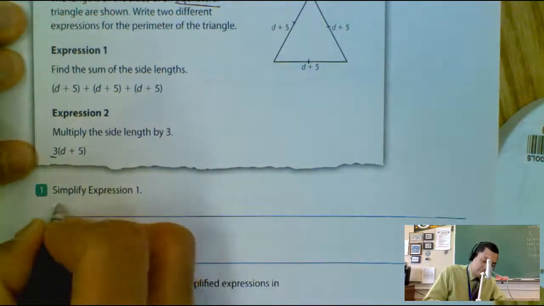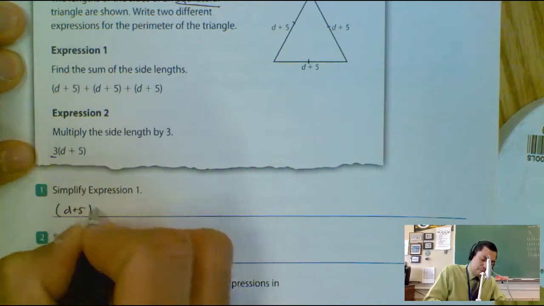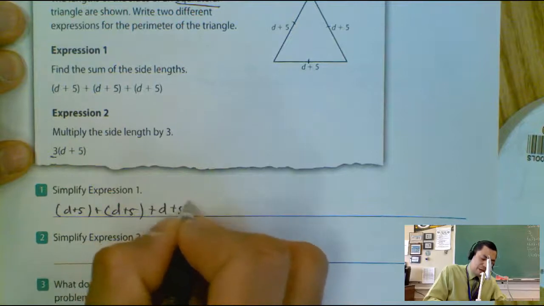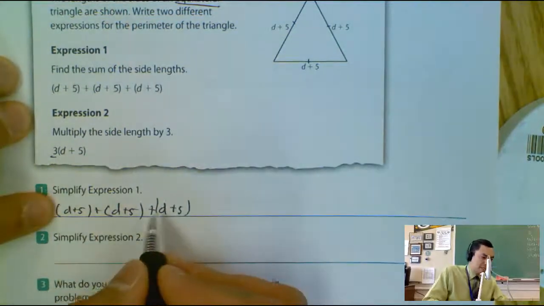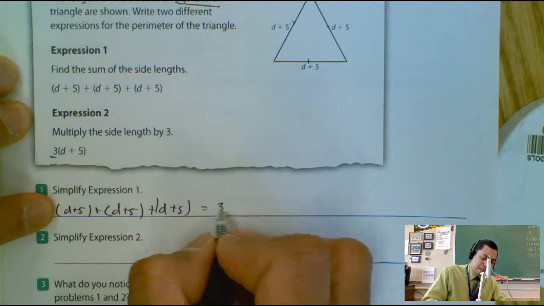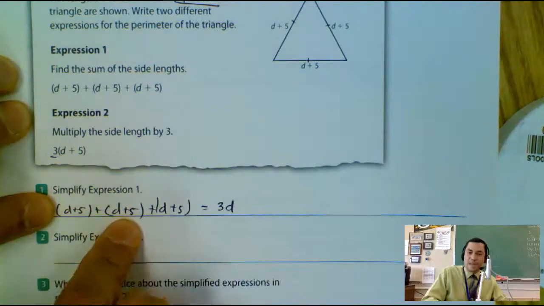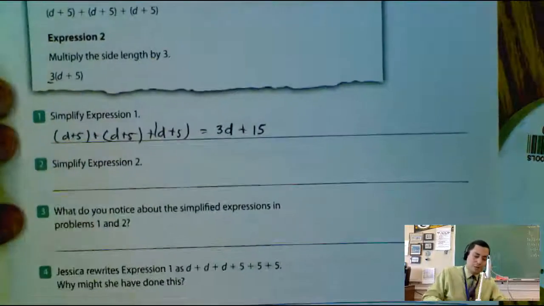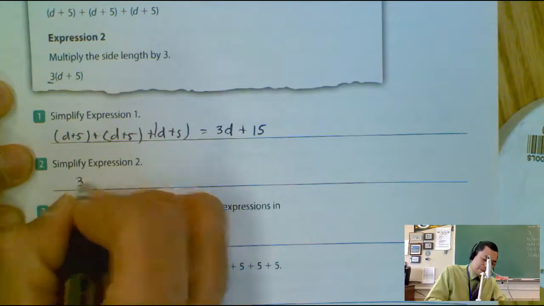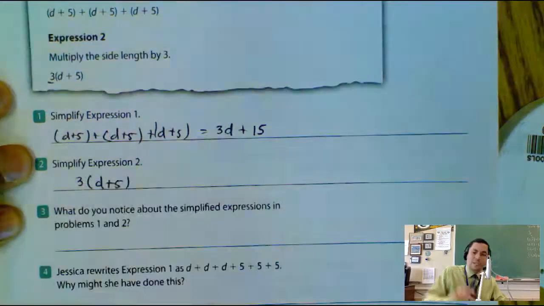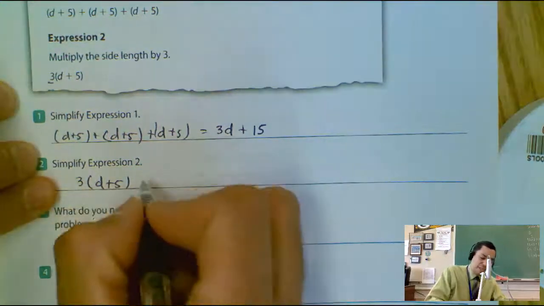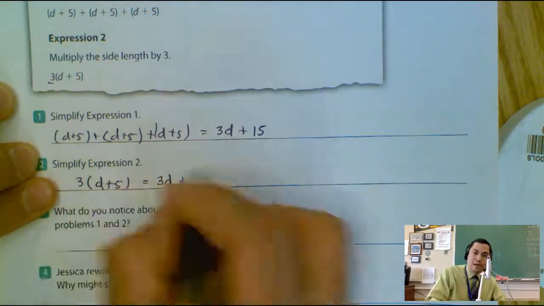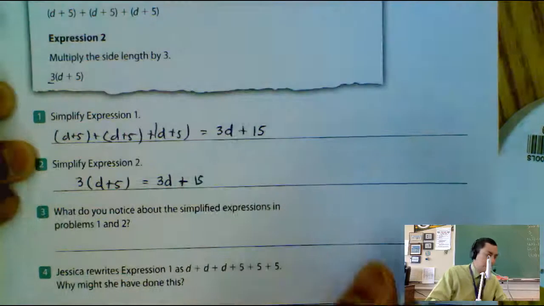So in this case, simplify expression number one. So you have, for example, d plus 5 plus d plus 5 plus d plus 5. And what is d plus d plus d? It is equal to 3d. And then 5 plus 5 is 10 plus 5 equals 15. And that's the solution. Problem number two, simplify expression number two. So I have 3 times d plus 5. We apply the distributive property. 3 times d is 3d, and 3 times 5 is 15, okay?